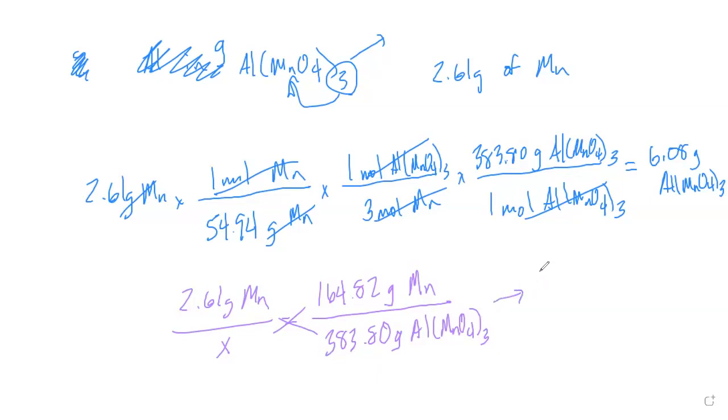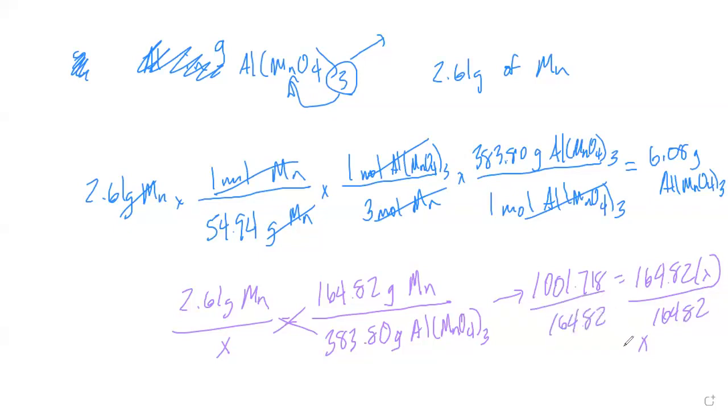So 2.61 times 383.8 is 1001.718, which is equal to 164.82 times X. So if I divide each side by 164.82, rounding again to 3 significant figures because that's our limiter here, I'd get the same 6.08 grams. So 2 approaches to the same problem.